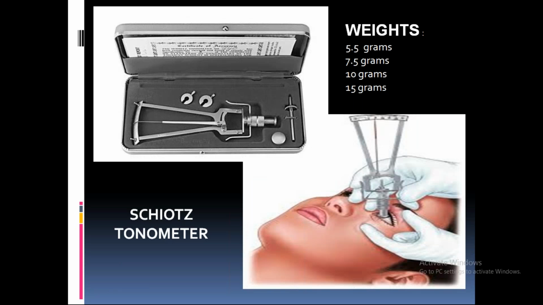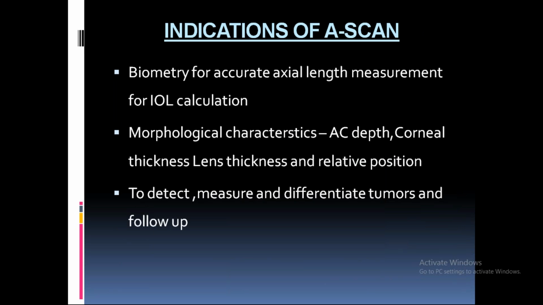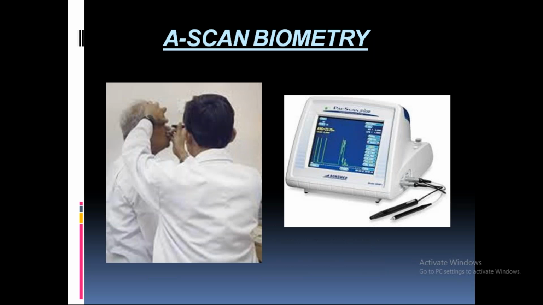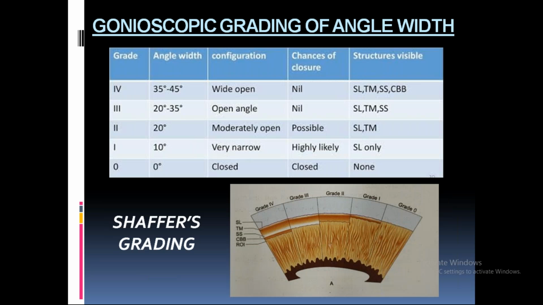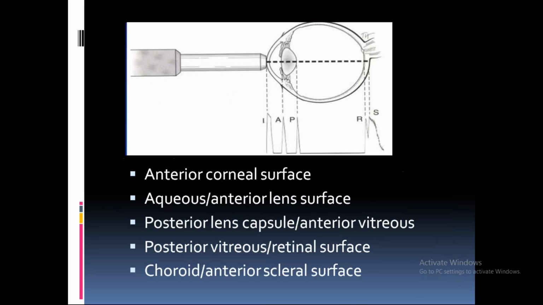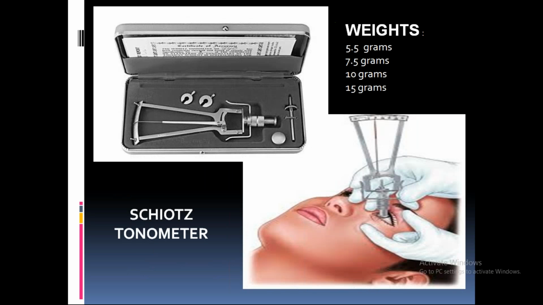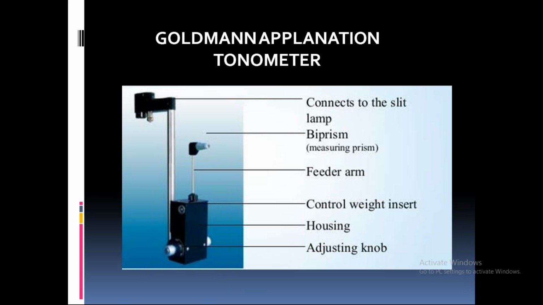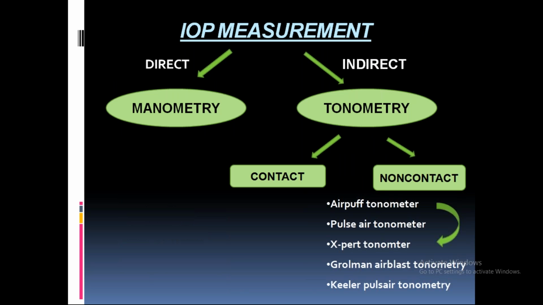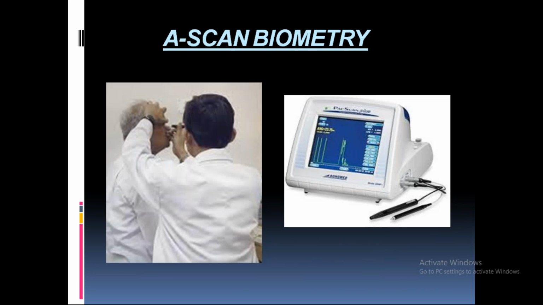These are the various investigations in ophthalmology. If you remember the headlines also, that is important. Gonioscopy, A-scan biometry, keratometry, visual acuity, tonometry, non-contact and contact tonometry. If you remember the headlines, that is also sufficient for you at undergraduate level.